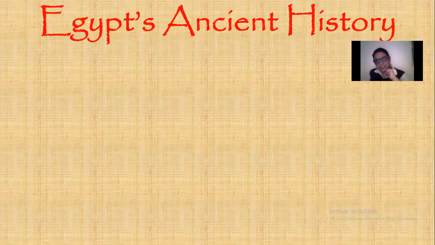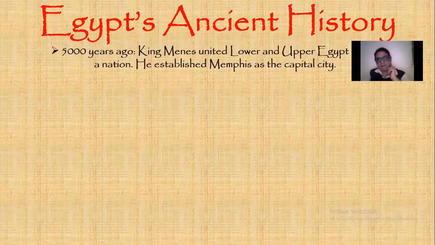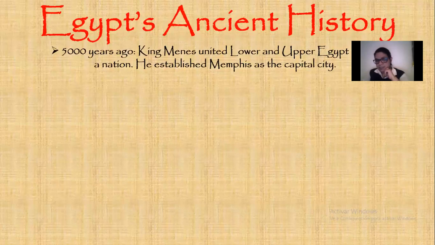Let's talk a little about the history of ancient Egypt. 5,000 years ago, King Menes united Lower Egypt and Upper Egypt. It was not two regions anymore, and he established Memphis as the capital city.